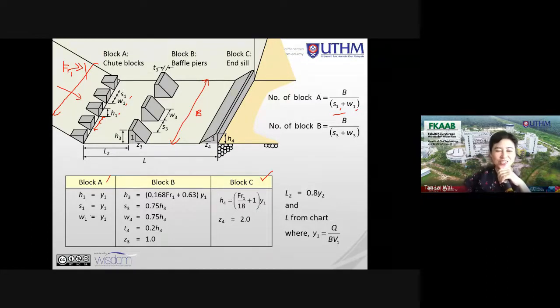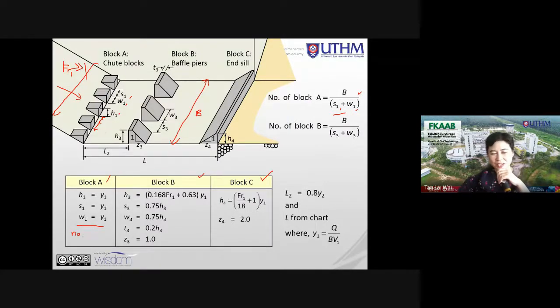Then, of course, once you have designed your block A, you need to determine how many. Remember, sometimes we give you this formula, sometimes it is not available. Sometimes it's given, but rationally, I think this is very practical. You can actually find the number of blocks. You just have the width divided by the width of one chute block plus the space. Then you can get the number of blocks.